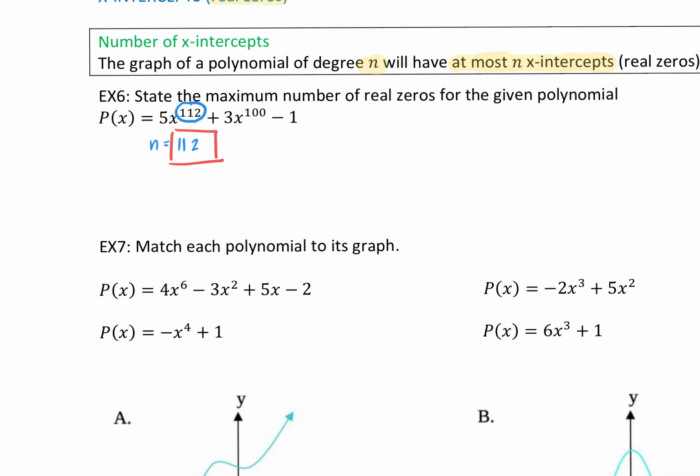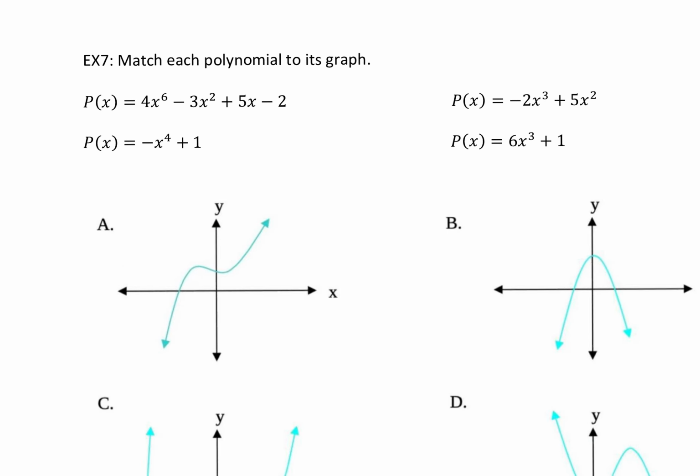Easy peasy. So let's just round out this section by looking at some polynomials and matching each polynomial to its graph. So the easiest way to match a polynomial to its graph is to first look at the end behavior. And if that doesn't give you enough information, then look to see how many zeros there are.